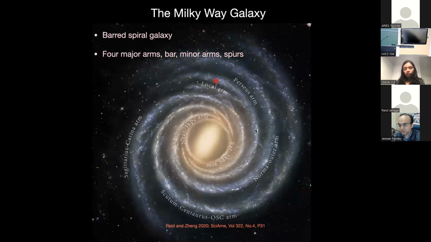So from our current view, the Milky Way is a barred spiral galaxy. So we have the supermassive black hole Sagittarius A* located at the galactic center, but then it also has an elongated bar. And the Milky Way is also believed to have 4 major arms, then some minor arms like the local arm. Then we have some spur-like structures, which are kind of branches emanating from the major spiral arms.